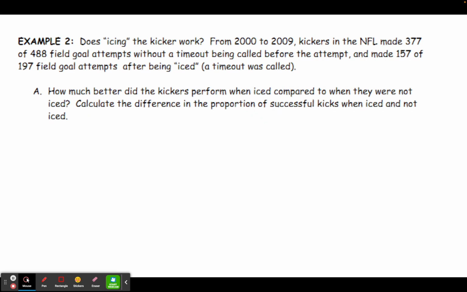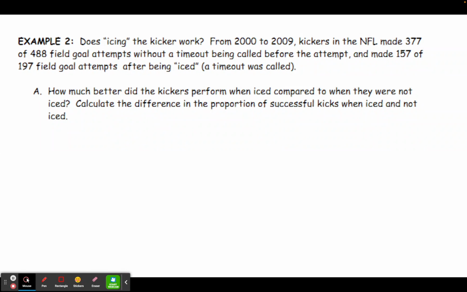Let's do an example involving icing the kicker. From 2000 to 2009, that's 10 seasons, kickers in the NFL made 377 out of 488 field goals without a timeout being called, so not iced, and then 157 of 197 when they were iced. We want to know if there's a difference in their performances, so we're going to calculate the difference in proportion of successful kicks.